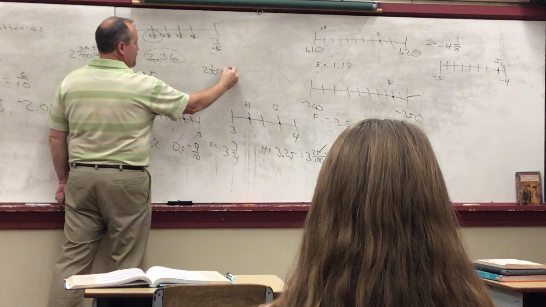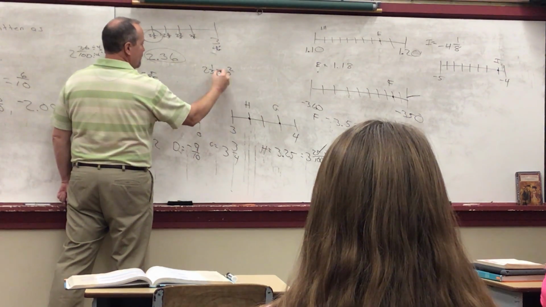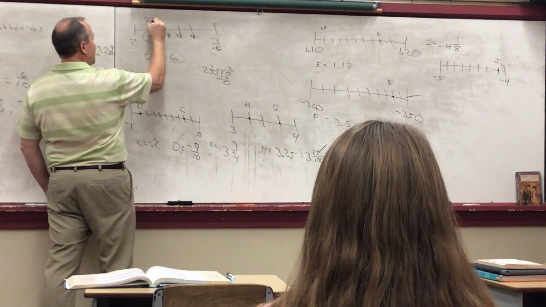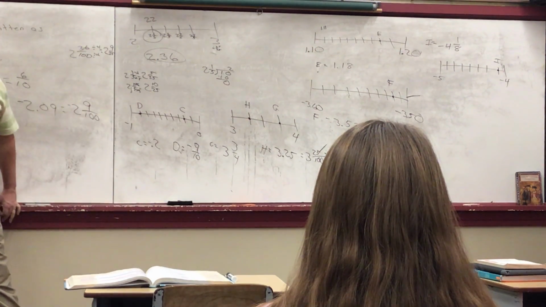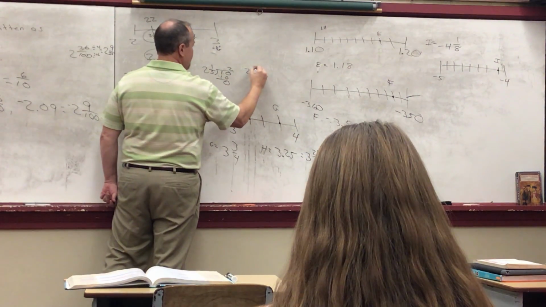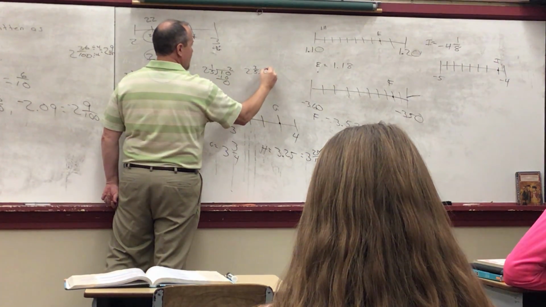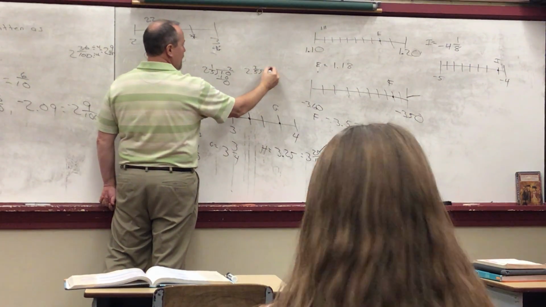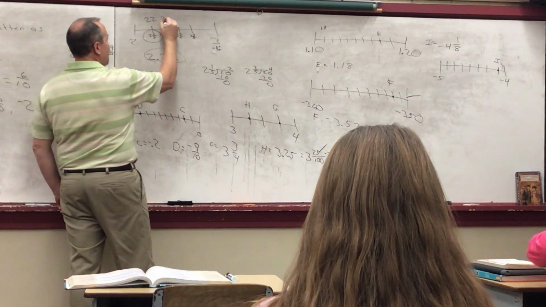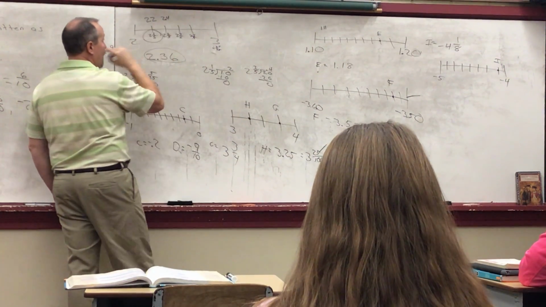5 goes into 10 2 times. 2 times 5 is 10, subtracting gives 0. So 2 and 1/5 would be the same as 2 and 2/10. Make sense? 2 and 2/5. Divide the top by the bottom, put a decimal and a zero, move that decimal up. 5 goes into 20 4 times. 5 times 4 is 20, subtract, get 0. And so this is the same as 2 and 4/10.